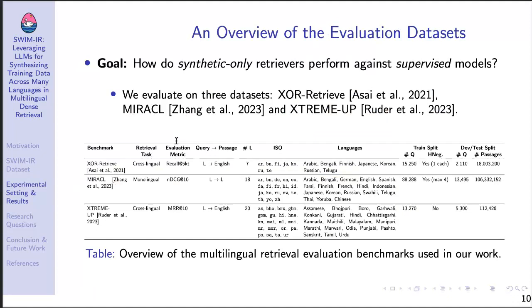Moving on now, let's talk more about the experimental setting in our paper and a few of the main important results from our paper. First, our goal is to measure how well synthetic-only retrievers perform against supervised or human-labeled models. In order to do this, we evaluate on 3 different benchmarks: XOR-Retrieve, MIRACL, and XTREME-UP, where XOR-Retrieve and XTREME-UP are cross-lingual benchmarks, whereas MIRACL is a monolingual retrieval benchmark. You can find an overview of the benchmarks in the following table.